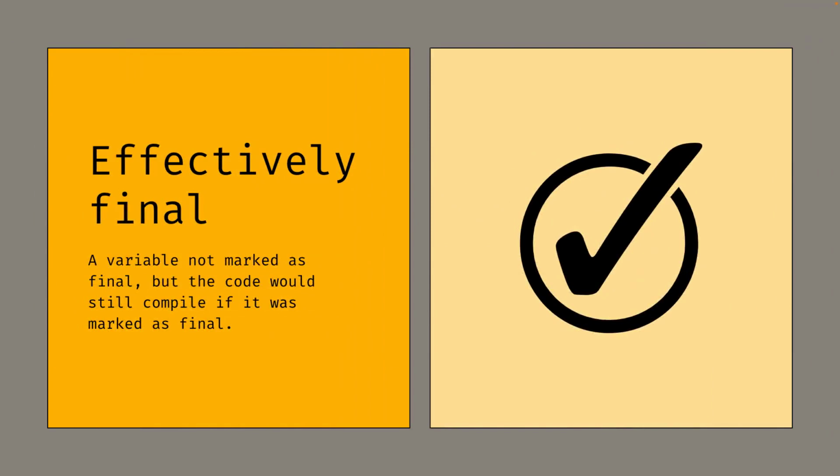And then one more thing. There's a concept called effectively final. This means that even though a variable is not marked as final, the code would still compile if it was marked as final. This means that this variable only gets a value assigned once, otherwise it would not compile with the final keyword on it.